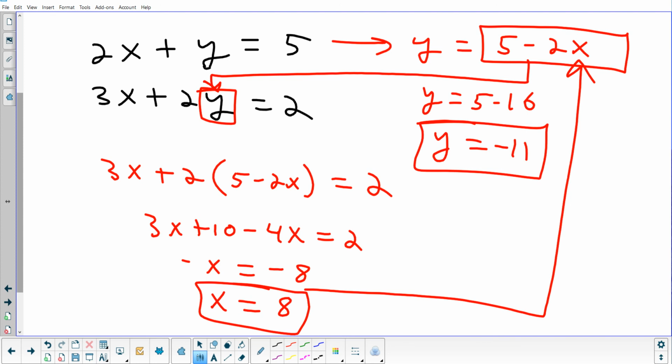So you might have a problem where all you have to do is check an answer. Like I'll give you a coordinate and I'll say, is this a solution? So you just have to plug it in and check it.